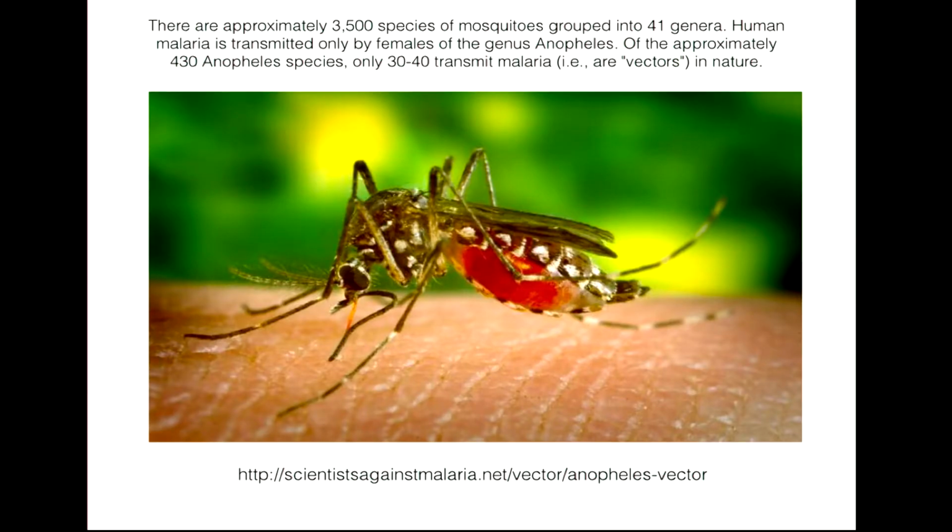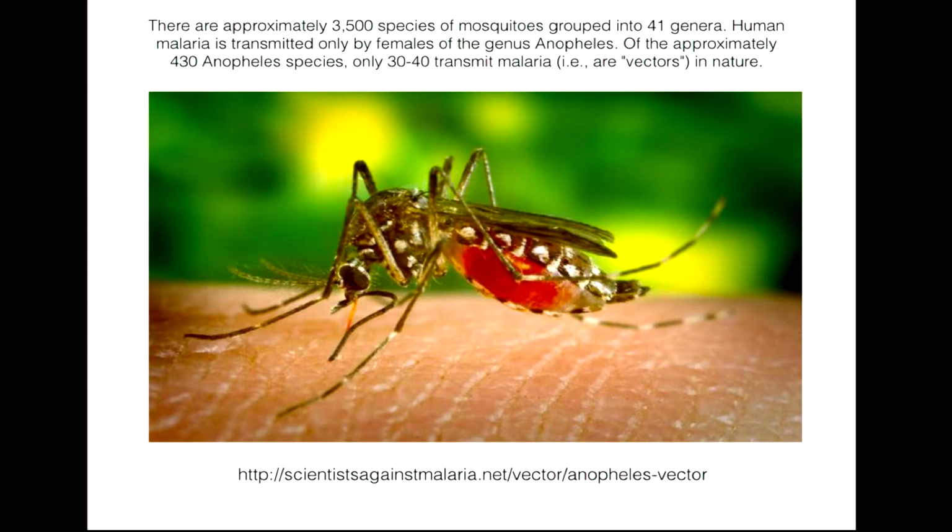There are approximately 3,500 species of mosquitoes that are grouped into 41 genera. And there is a long history of people just naming things at random, and finally a committee got together and said we must find a more systematic and controlled way of assigning a particular species name or genus name to a mosquito.